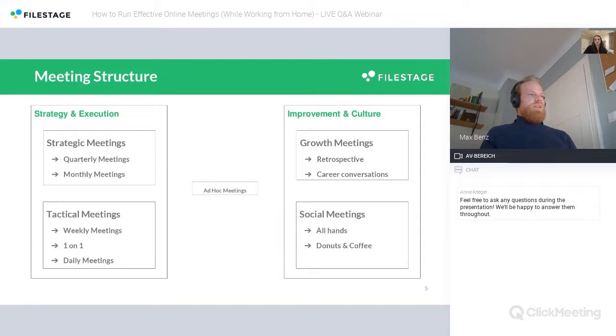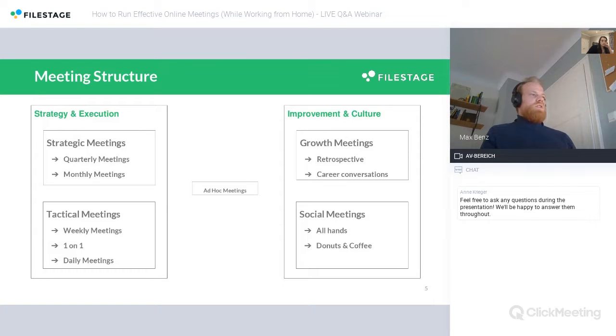And when it comes to execution, then we're talking about these tactical meetings. So on a weekly basis, we're going to plan our goals. What are we going to do in the next week? What did we do last week? This is also a lot about removing impediments. So recognizing impediments pretty early, talking about them, finding solutions. So tackling problems before they're getting really big.